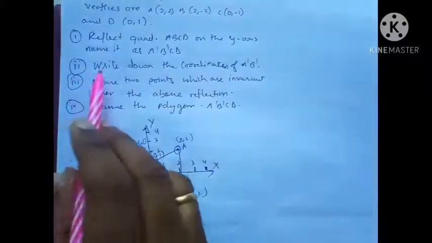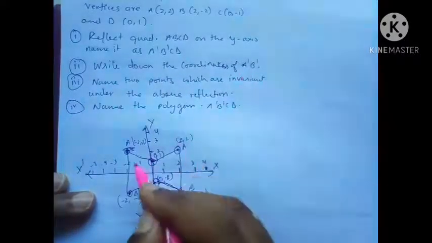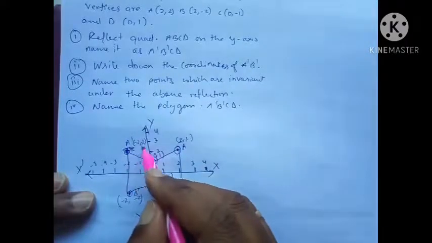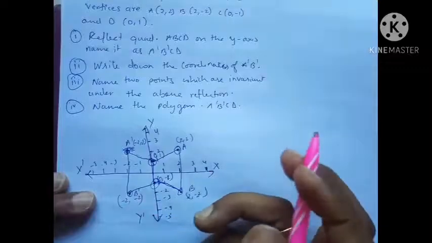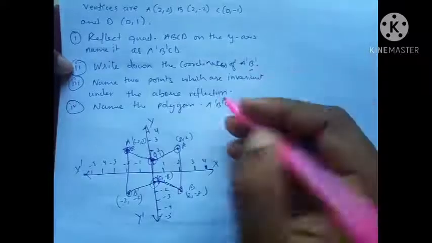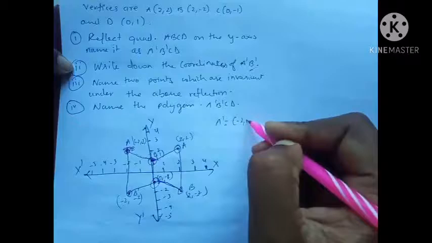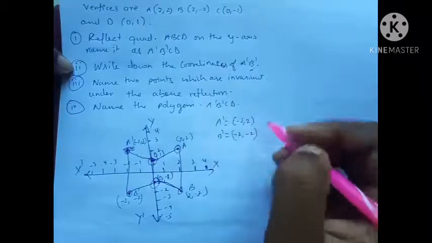Okay, now second point, write down the coordinates of A dash and B dash. So what are the coordinates of A dash and B dash? A dash is -2, 2 and B dash is -2, -2. Okay, now the second one is done. And you can write A dash separately. A dash is equal to -2, 2 and B dash is equal to -2, -2.